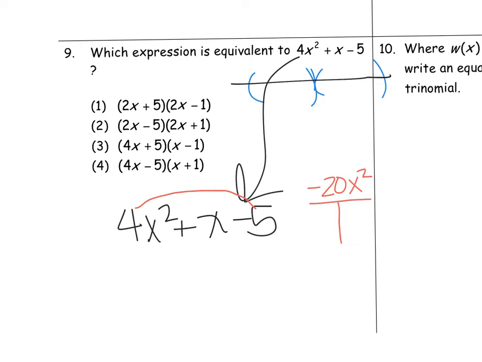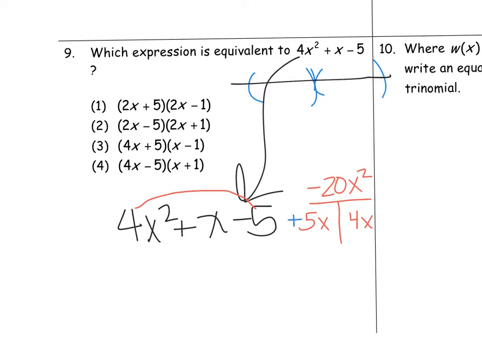Now you need to think, what are 2 numbers that are going to multiply to negative 20x squared, but add to positive x? All right, so let's think. We have 5 and 4. So 5x and 4x. Now, we have to assign one of them a negative value because it has to be a negative 20x squared. And it also needs to add to a positive 1. So let's see.